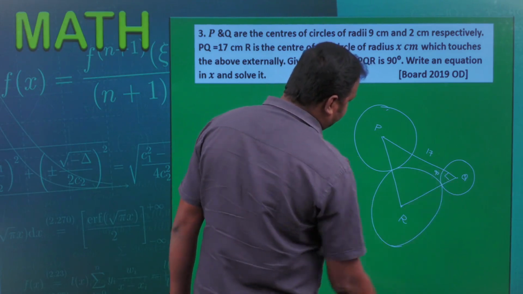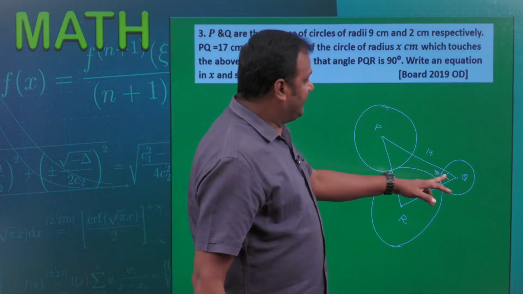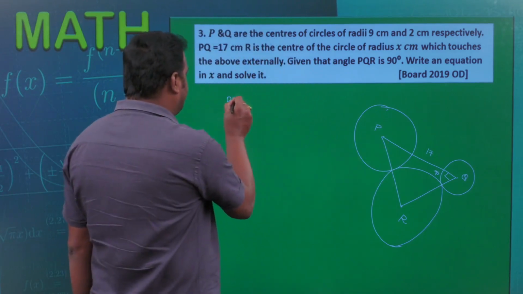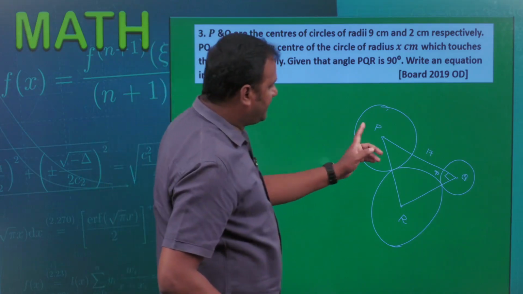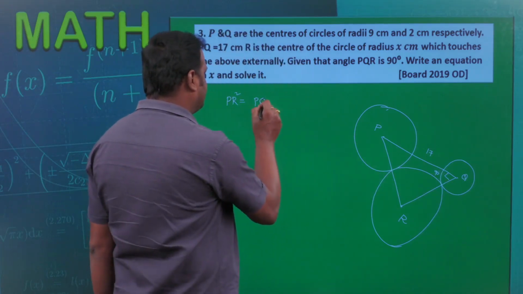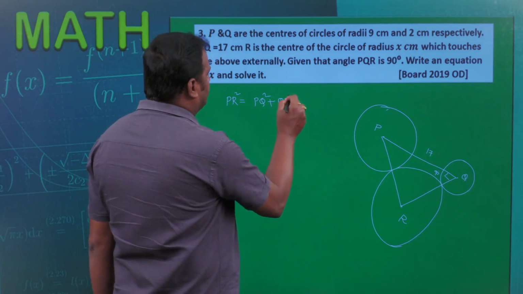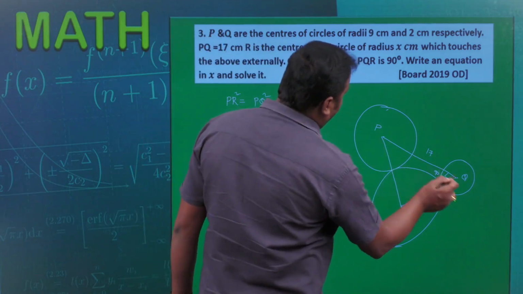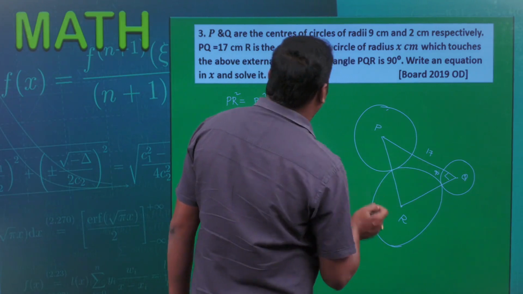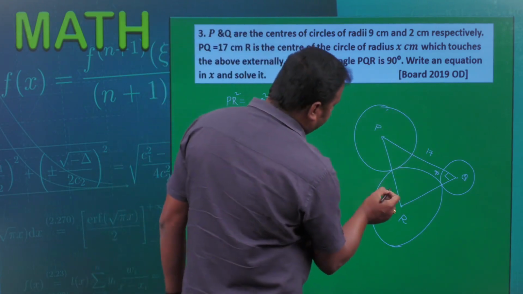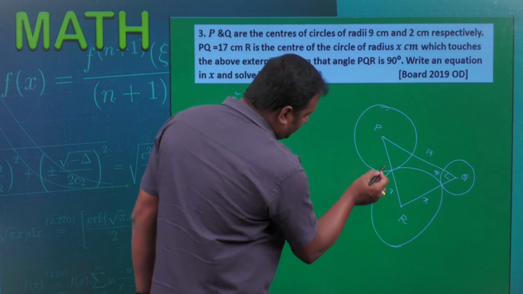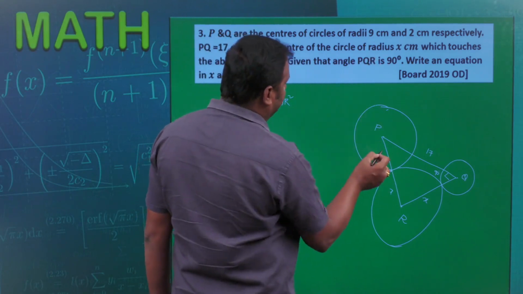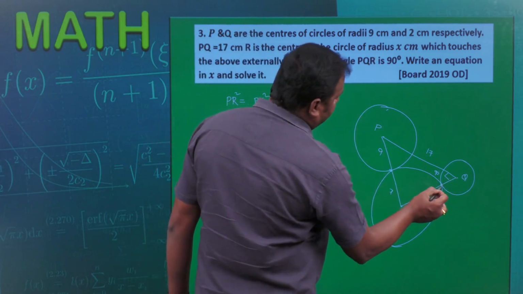If this angle is 90 degrees, then the side opposite to 90 degrees, PR, would be the hypotenuse. So according to the given problem, PR square is equal to PQ square plus QR square, because hypotenuse square equals side square plus side square. But see here, what is PQ? PQ is equal to 17, that was given, and R is the center of the circle of radius x. So this is x, this is also x. But what is this length from here to here? This is the radius of the first circle P, that is 9 centimeters. And Q to here, this is 2 centimeters.